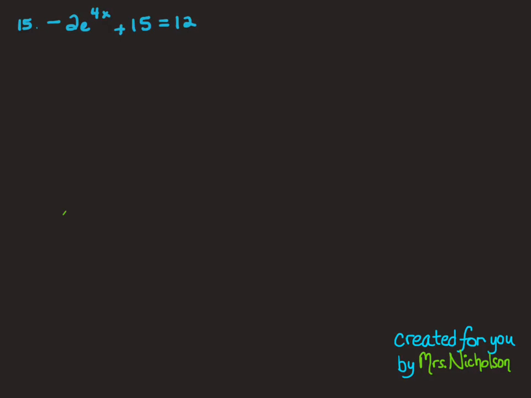Number 15, got another exponential equation. So I need to get this exponential term by itself. I'm sorry, I'm going to subtract 15 from both sides. And I get negative 2e to the 4x is equal to negative 3. Now I'm going to divide by negative 2. And I get e to the 4x is equal to negative 3 divided by negative 2, which would turn into positive 3/2.